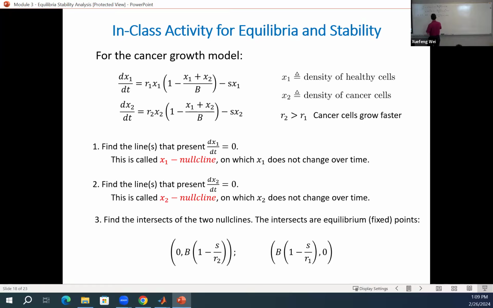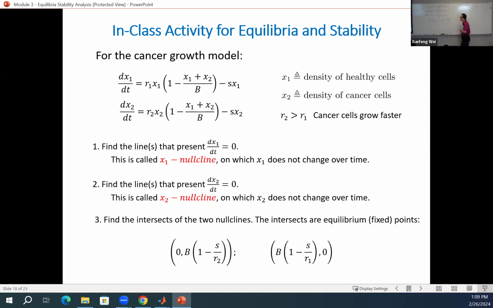That's very easy. It's easy to reorganize it: x1 plus x2 equals b times (1 minus s over r1). So we have two lines that will make dx1/dt equal to 0: either this condition or this condition.